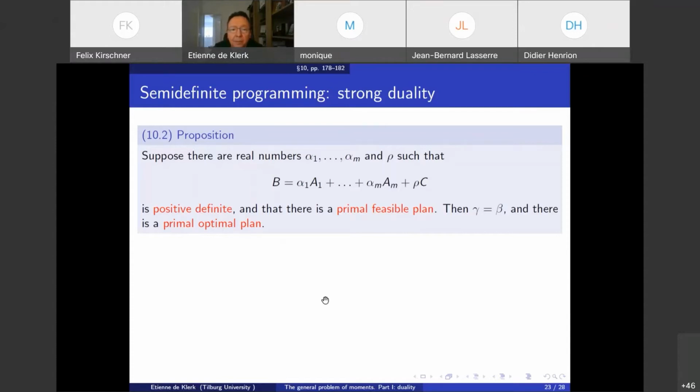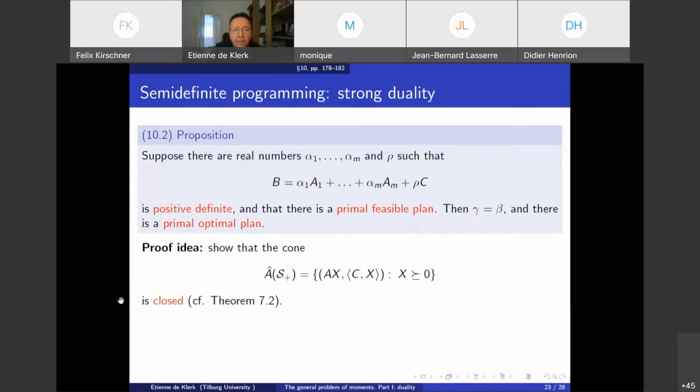So usually the Slater condition just assumes that there is a strictly dual feasible solution, or a positive definite dual solution, and this is a slightly weaker condition. So it's good to know. This is a sufficient condition in semi-definite programming for strong duality, but it's a bit weaker than the usual Slater condition.